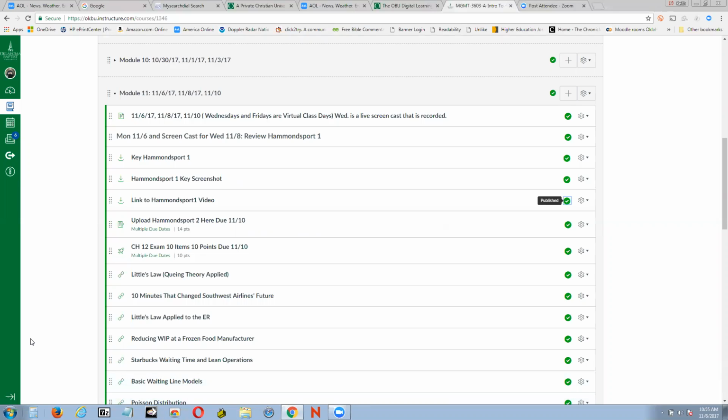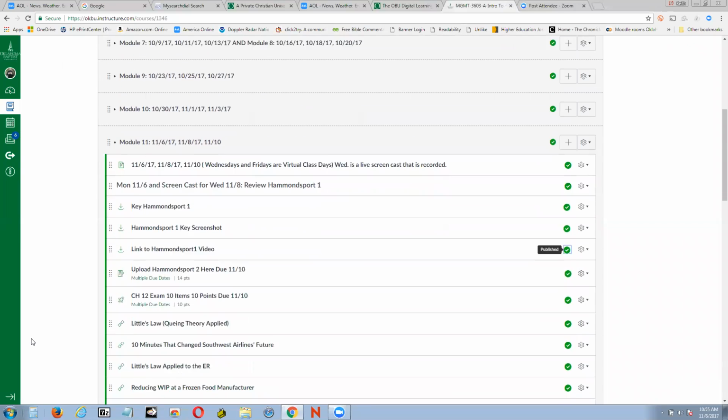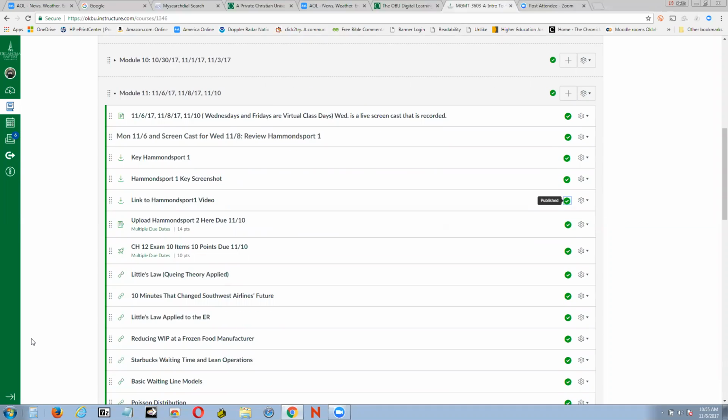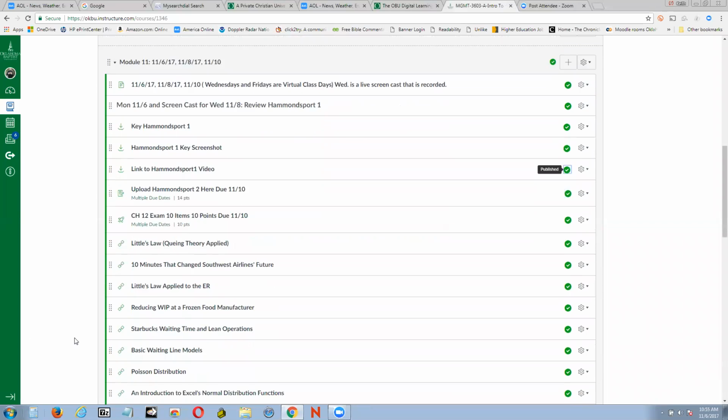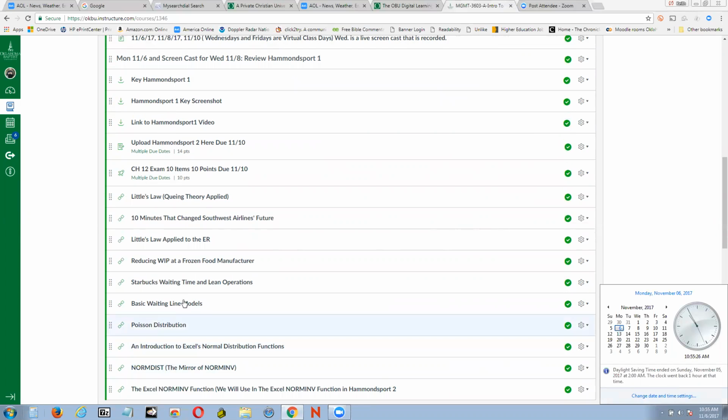Now, here's what we've got going on. This is Module 11, or Week 11, if you will. We're going to take a look at Hammond's Port 1, which was due last week, and we're also going to talk about Hammond's Port 2 that is due on the 10th. Chapter 12, you have an exam that's due on the 10th as well. And the 10th obviously is Friday.